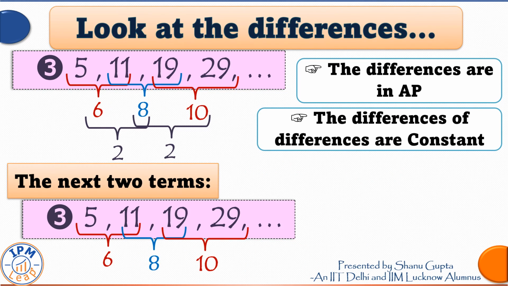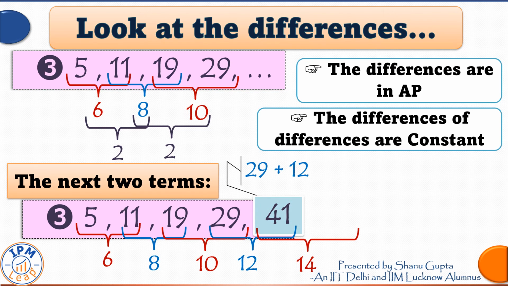Now we come to our third series, which is 5, 11, 19, 29 and so on. Same logic. We look at the differences first. 6, 8, 10. Obviously, next in line we will have the numbers 12 and 14. Therefore, the next two terms in line will be 29 plus 12, that is 41, and 41 plus 14, that is 55.